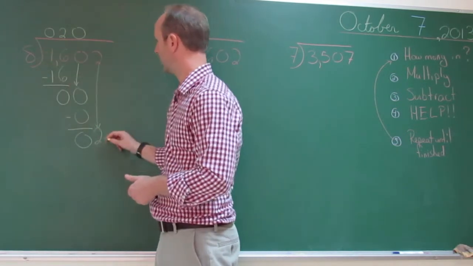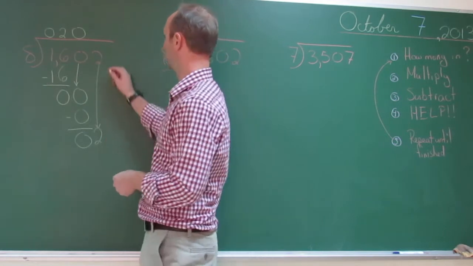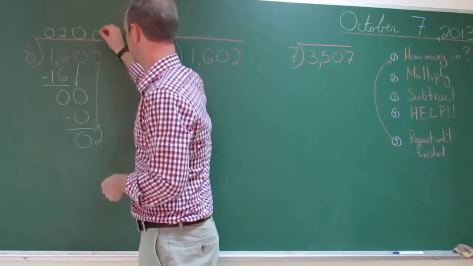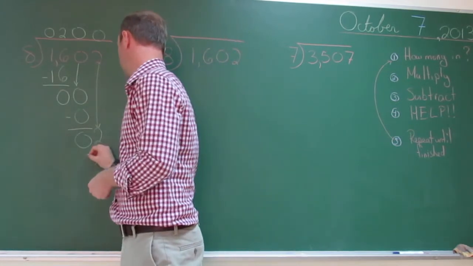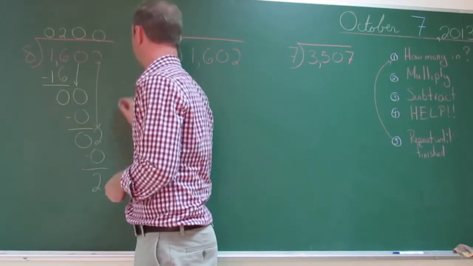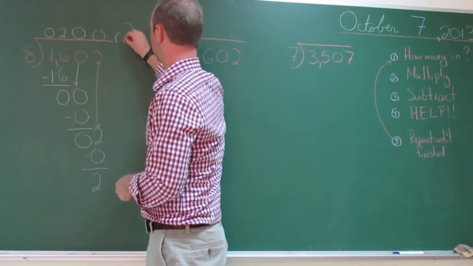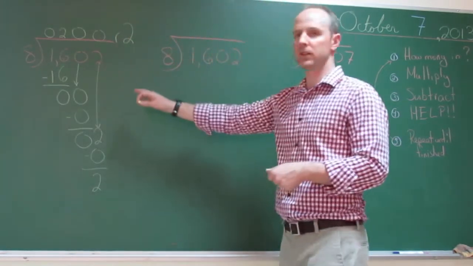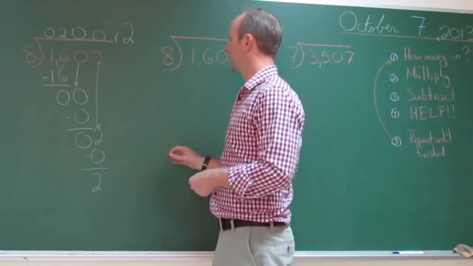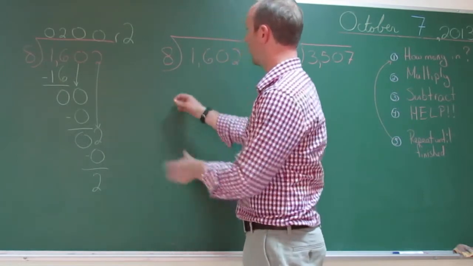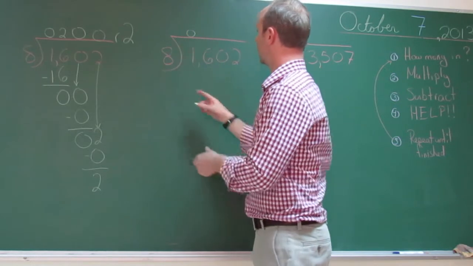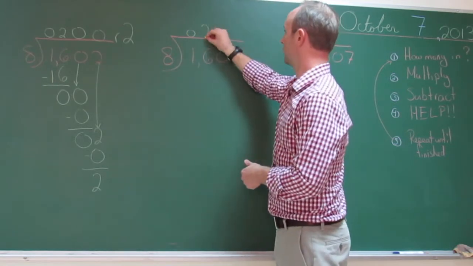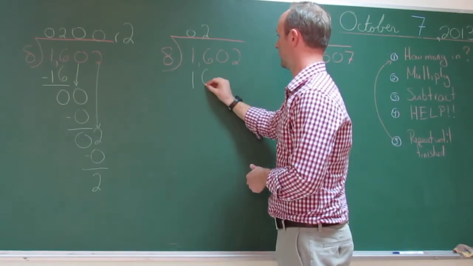How many 8s go into 2? That would be 0. 0 times 8 is 0. Minus 2 is going to give me a remainder of 2. There's another way to do this as well. To save this step in here, I can do the exact same thing. 8 into 1, 0. 8 into 16, 2, and that is 16.